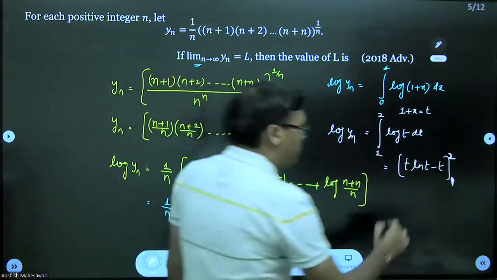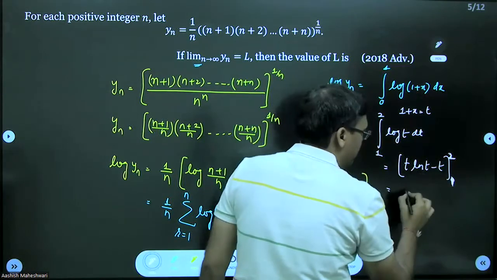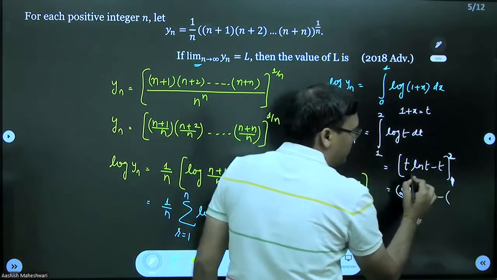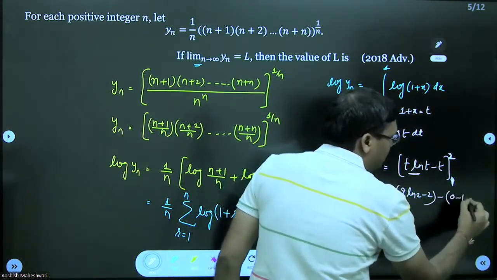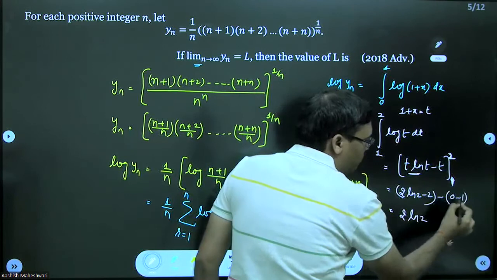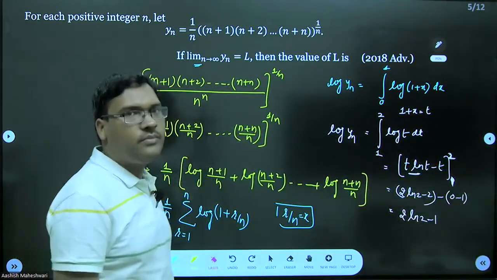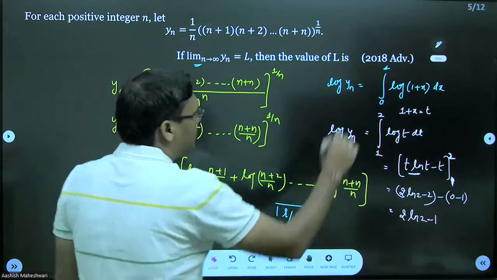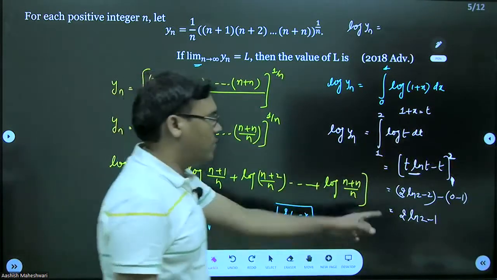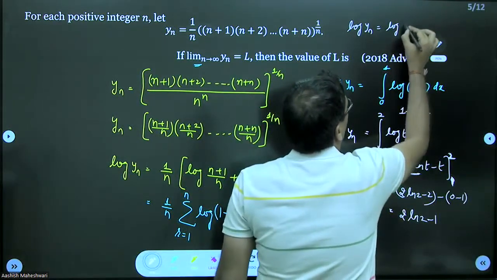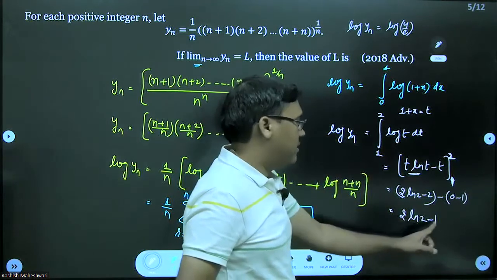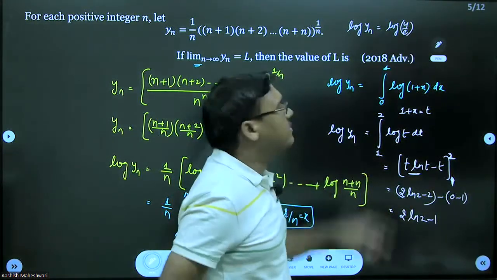Okay. And now if I put t equal to 2 here, this is 2 ln 2 minus 2 minus, if I put 1 here, this will become 0 because log 1 will be 0, and minus 1. So you can see what is this? This is 2 ln 2 and this is minus 2 plus 1. It will become minus 1. Correct? So you can see here we have got log yn is equal to, right? Log yn, can we say this is log of 4 by e? You can say this is log 4 on the base e minus log e. Correct?